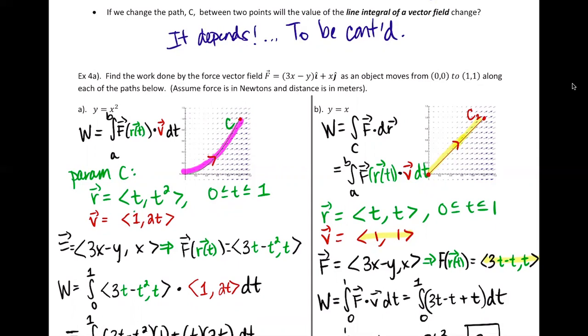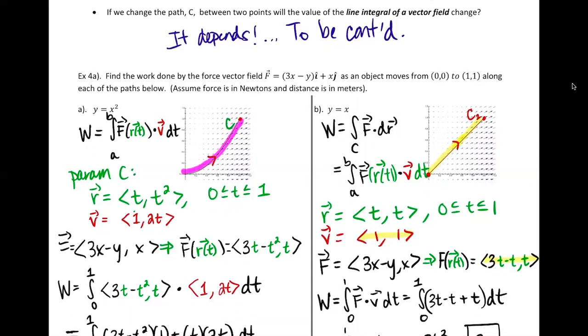Some of you maybe have thought, no, it should be the same because work shouldn't matter on the path. It should just depend on the starting and ending points, and that's going to be true in certain vector fields, not all. So that's why it's going to depend. In this particular vector field, work was different depending on the path. So we call that not path independent.